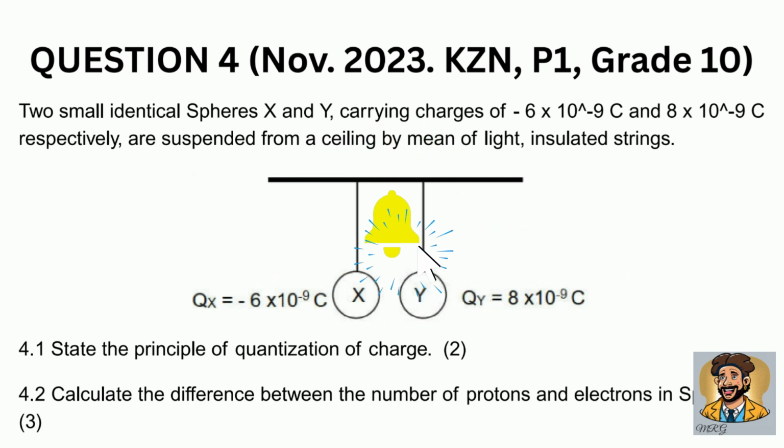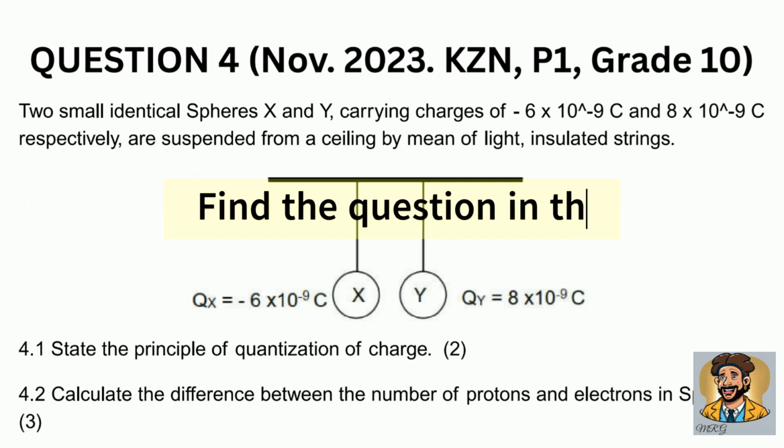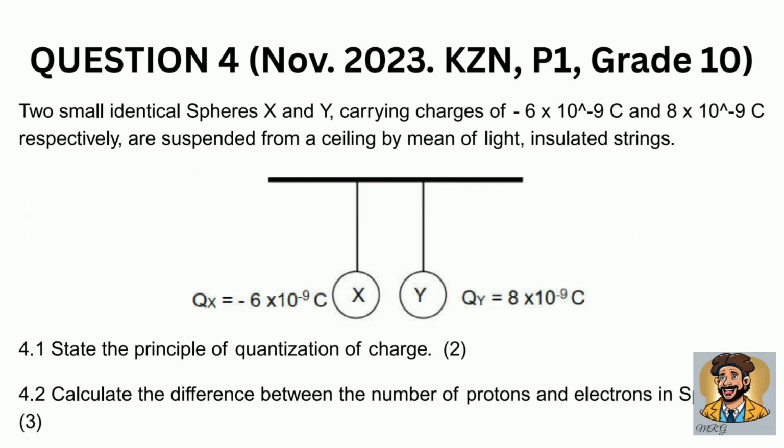This was question 4 done in the November 2023 in the KZN Province in South Africa for the grade 10. The question says: two small identical spheres X and Y carrying charges of negative 6 times 10 to the minus 9 coulombs and 8 times 10 to the minus 9 coulombs respectively are suspended from a ceiling by means of light insulated strings. And then you have a picture with the two spheres hanging from the ceiling. One is positive and the other one is a negative charge.